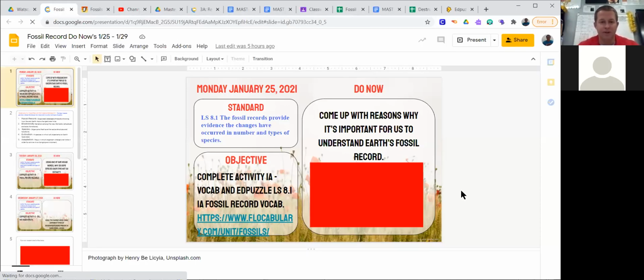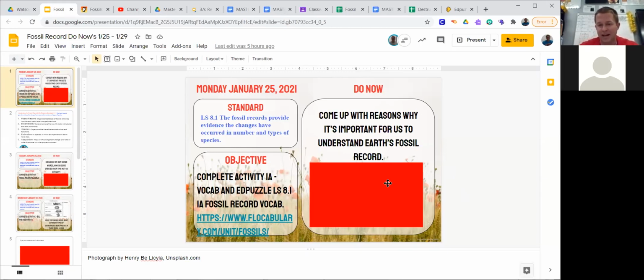All right, so today we are studying life science. So we're looking at how the fossil record provides evidence that changes have occurred in the number and types of species. So we're looking at how the fossils on Earth have indicated that things have changed from the past. So you had to come up with some reasons why it's important to study that. Some of the reasons why are that it gives us a history of Earth.